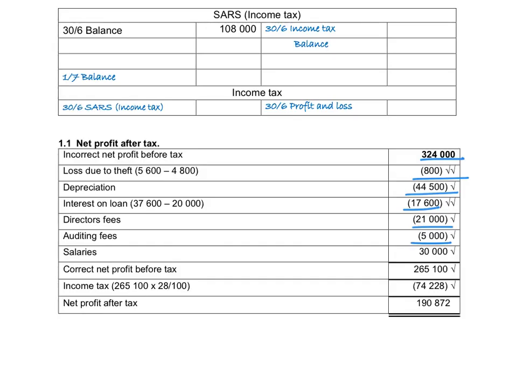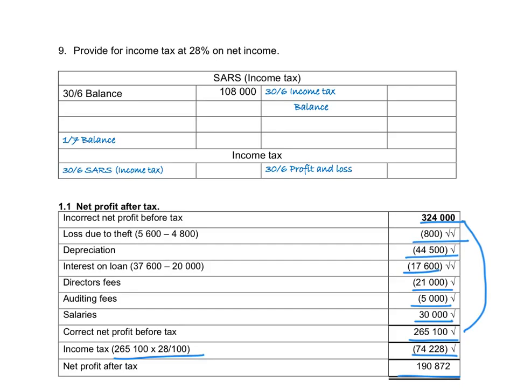That 30,000 salaries is added back to the profit because it was incorrectly subtracted, giving us the correct profit as 265. So we can see that there's quite a difference between the one that was calculated and the correct figure. And on this correct figure, we will calculate 28%, giving us 74,228. And then my profit after tax can be calculated. So I calculated the income tax now as 74,228. I will debit the income tax account with 74,228.